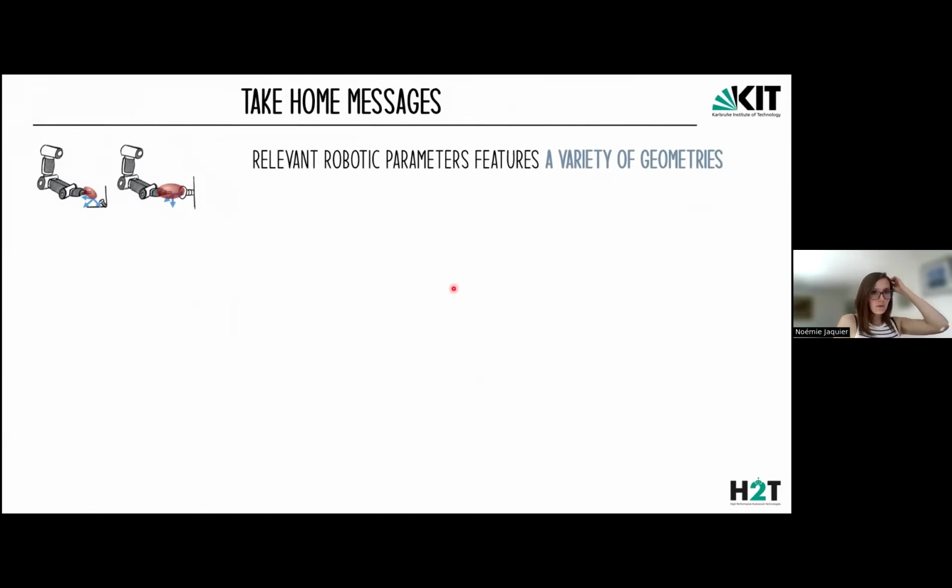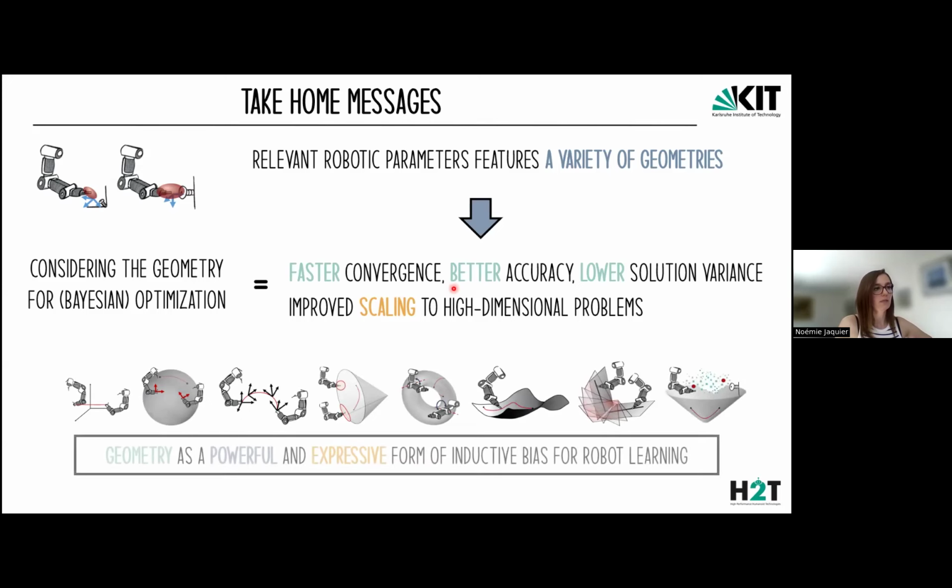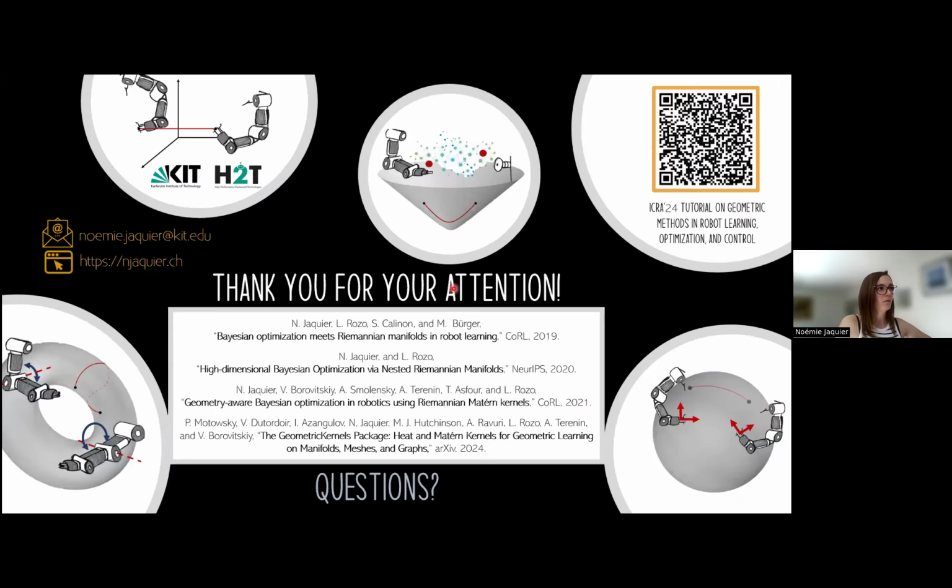Okay, so to conclude, what I wanted to show you here is that relevant robotics parameters feature a variety of geometries. If we consider the geometry, for Bayesian optimization but not only, we can reach faster convergence, better accuracy, lower solution variance, and we improve the scaling to high-dimensional problems. And it's not only for optimization. I hope I convinced you that geometry is a powerful and expressive form of inductive bias for robot learning.